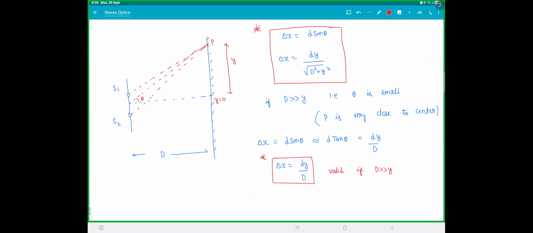And once you got this, you got your phase angle. Phase angle is simply 2 pi by lambda times delta x. Once you got your phase angle, you get your intensity, which is nothing but I1 plus I2 plus 2 root I1 I2 cos phi. This is what I keep saying. Once you got the path difference, you get everything. So all these things in the red box, those are the important ones. You can note it down. You will need that.